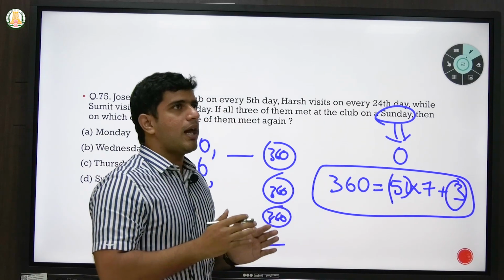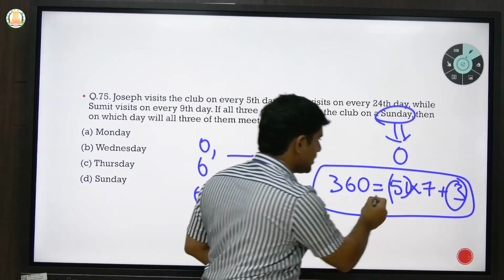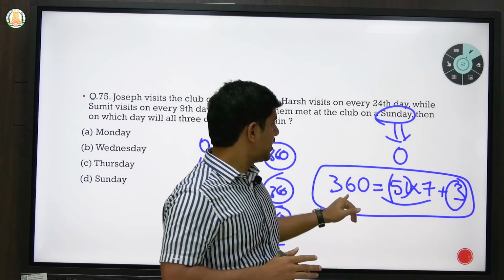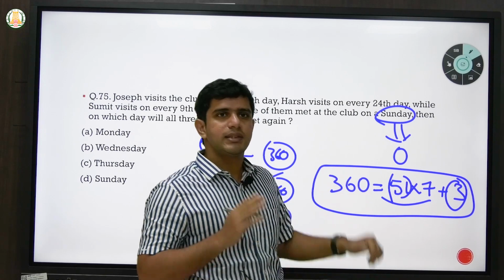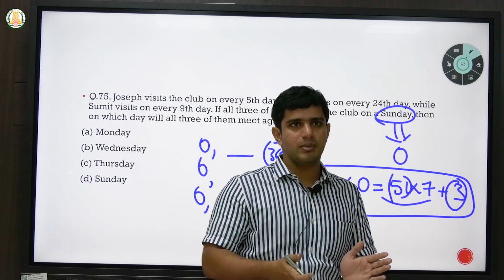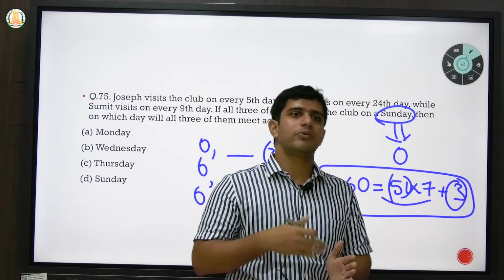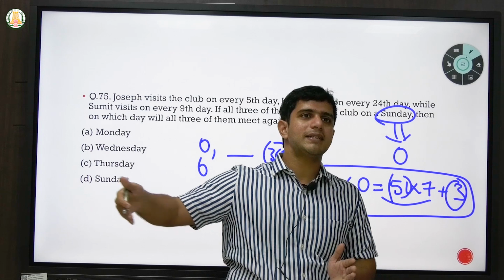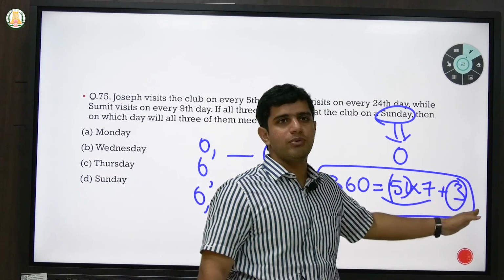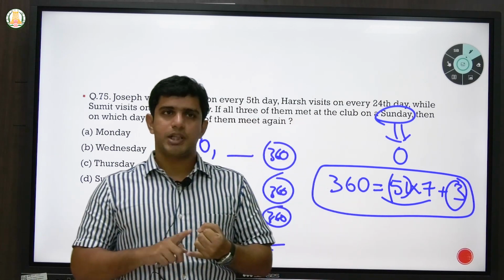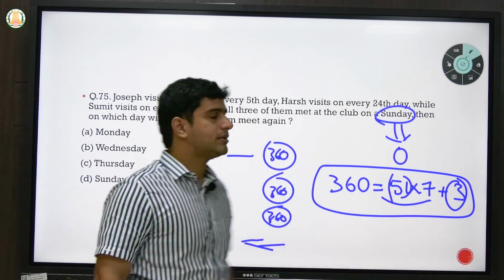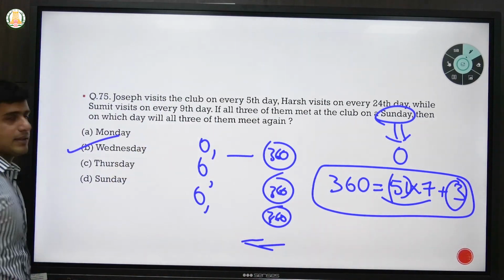So after 51 weeks are all over, it will still be Sunday. That is the 357th day. The 357th day will also be a Sunday, because the 7th day will be a Sunday, the 14th day will be a Sunday, the 21st day will be a Sunday. Like that, if you add 7, you will get the 357th day also to be a Sunday. Then again you have 3 more days. That means Monday, Tuesday, Wednesday. So 360 will actually be a Wednesday. Yeah, so Wednesday is the answer.